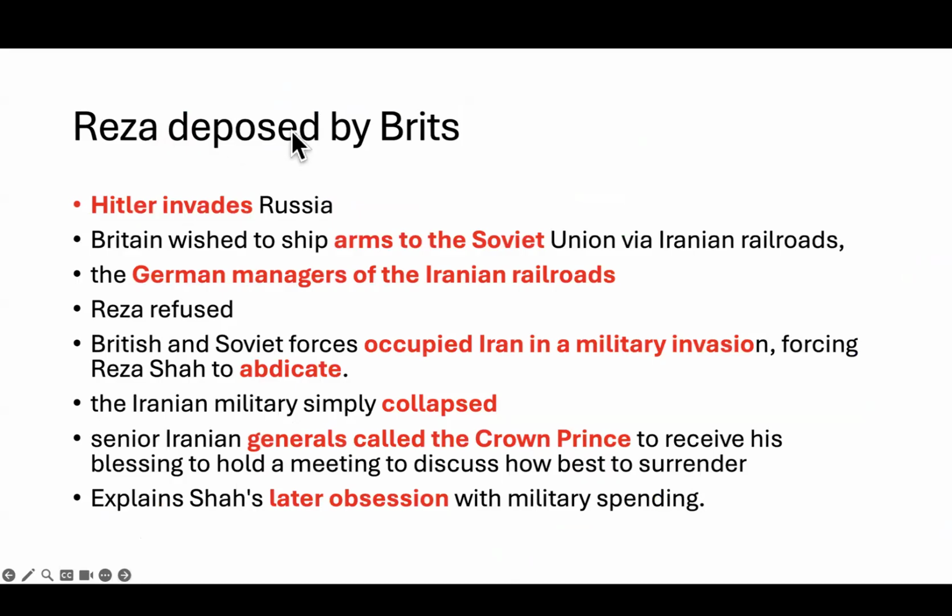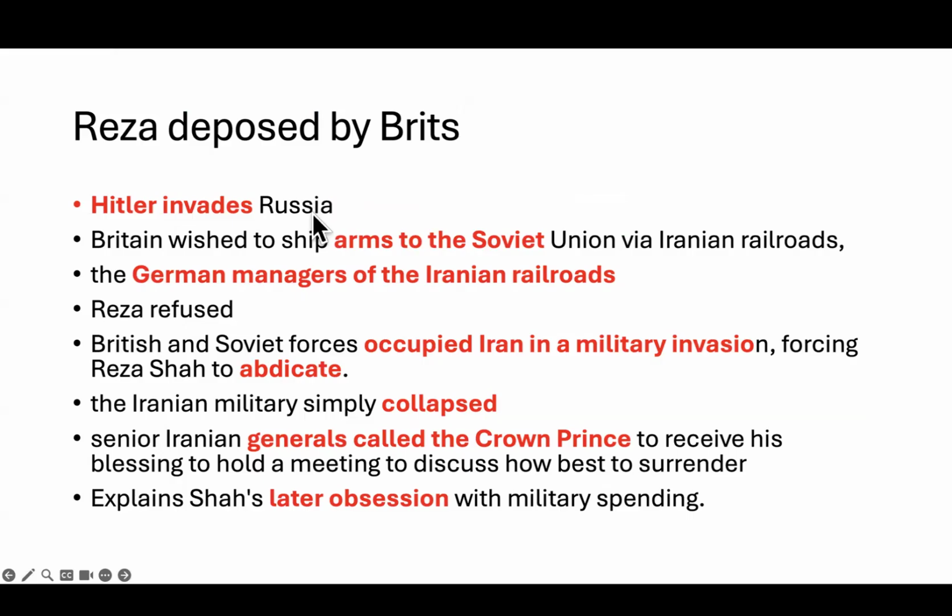Reza is deposed by the Brits. Hitler has invaded Russia. This is 1941. And Britain, again, wants to ship arms to Russia, but this time it's the Soviet Union. They want to ship the arms through an Iranian railroad, but it is managed by Germans.